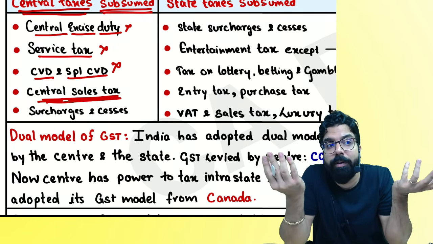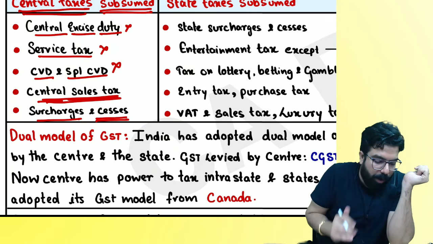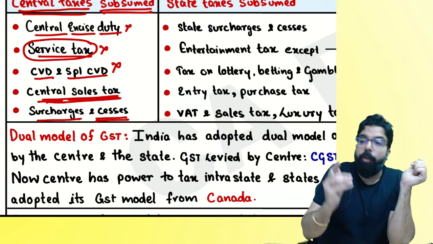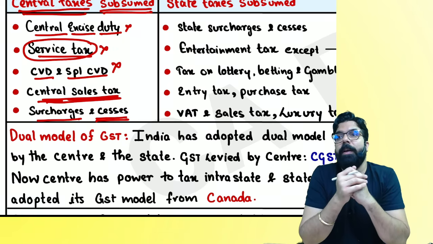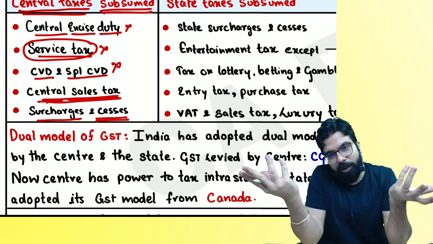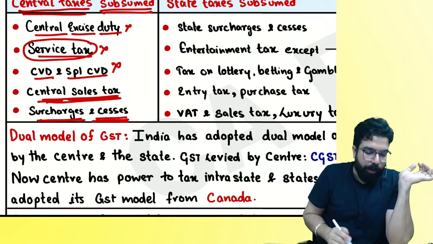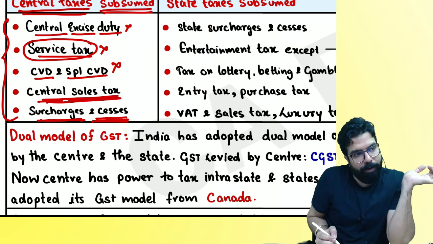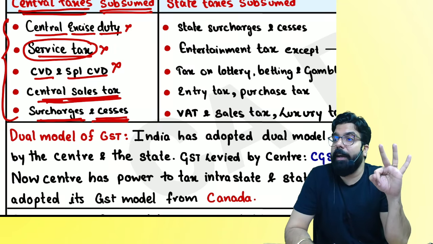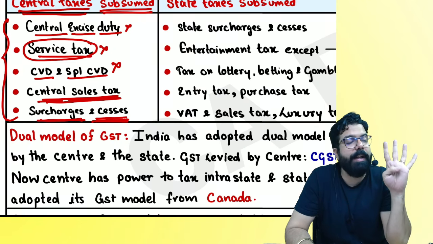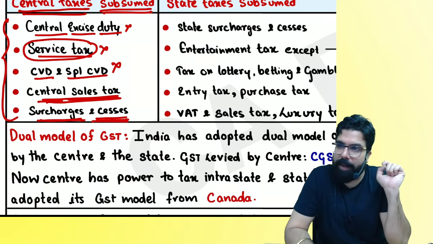What is being charged now? GST. Any surcharge and cess is also gone. For example, in service tax, there used to be Krishi Kalyan cess and Swachh Bharat cess. Because the main tax is gone, any surcharge and cess is also gone. So what are the various central taxes which are gone? Central excise duty, service tax, countervailing duty, CVD, central sales tax, and surcharges and cess. Can I go ahead, everyone?